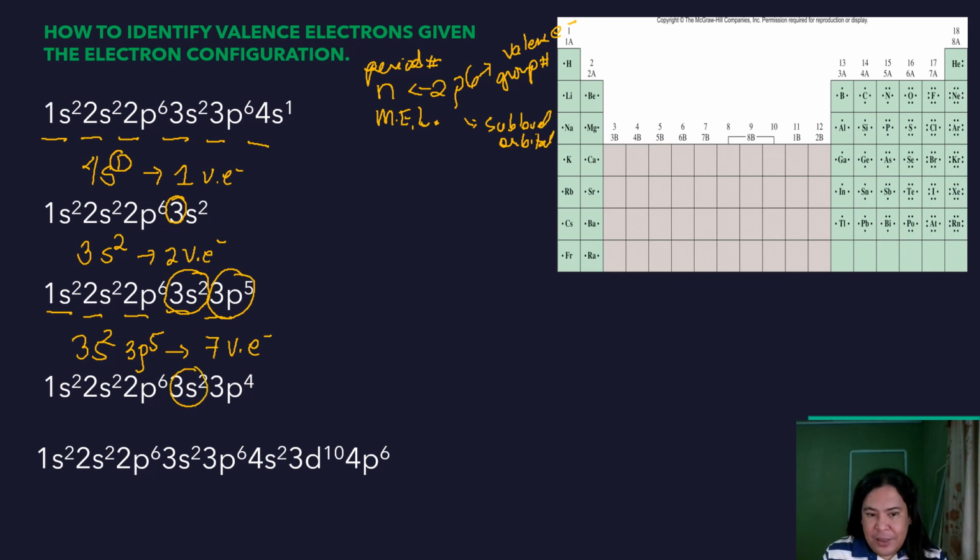Then next, 1s2, 2s2, 2p6, 3s2, 3p4. So, dalawa ulit. So, kunin niyo siya. That is 3s2 and then 3p4. So, the valence electrons, 4 plus 2, that is 6 valence electrons.